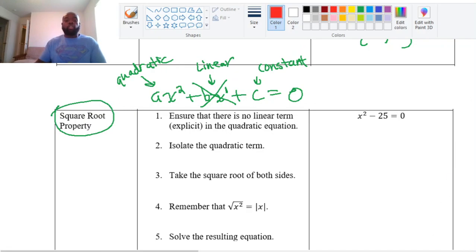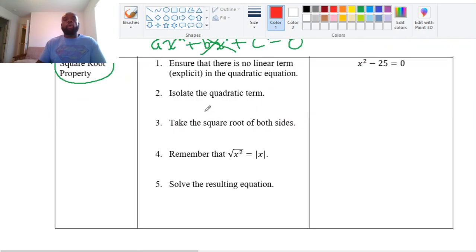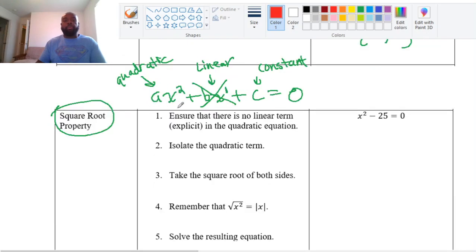And so this is how the square root property works. Once we know that we can use the square root property, we're going to isolate the quadratic term, right? The term that has the variable expression squared. So if you look at this example here, notice there is no linear term.